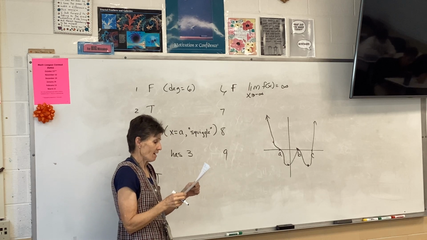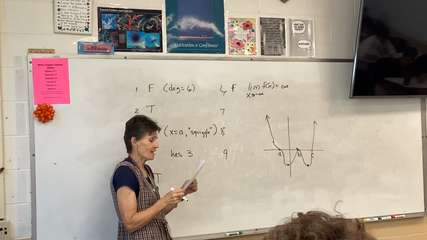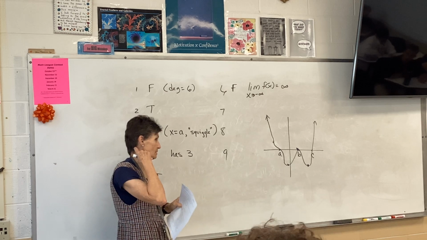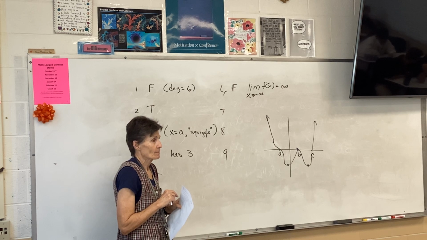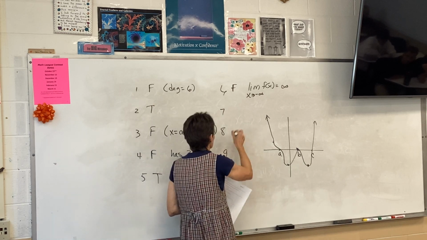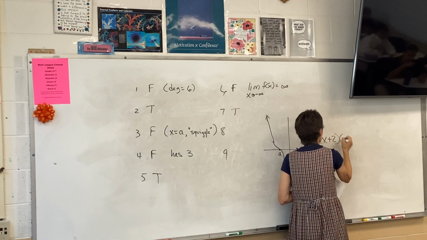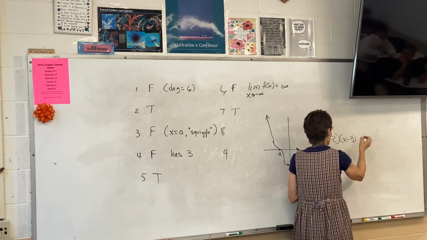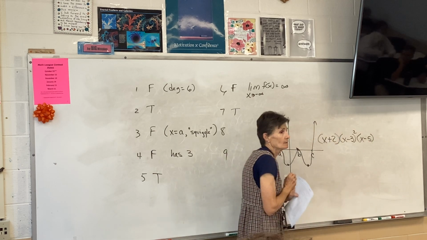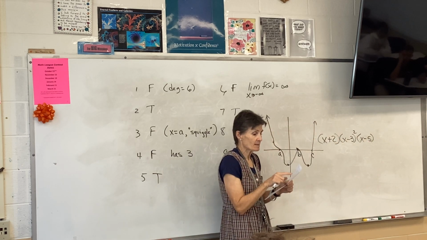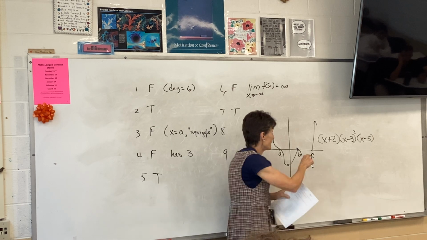The graph of f has a y-intercept at negative a times b times c. You think that's true? Let's make up a problem real quick here and see. Let's say x plus 2, x minus 3 squared, and x minus 5. Remember, a, b, and c are real numbers. Can they be negative numbers? Yeah. So I got a -1 in there.